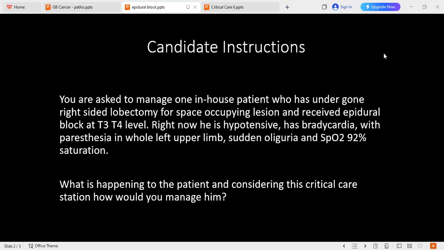Then I will take the cross match and insert a Foley catheter to evaluate the urine output. Also, disability, according to whether she responds or not. Then exposure, whole exposure of the patient, and see if there is any bleeding from the area of surgery or the wound itself. Yes, this is my answer.